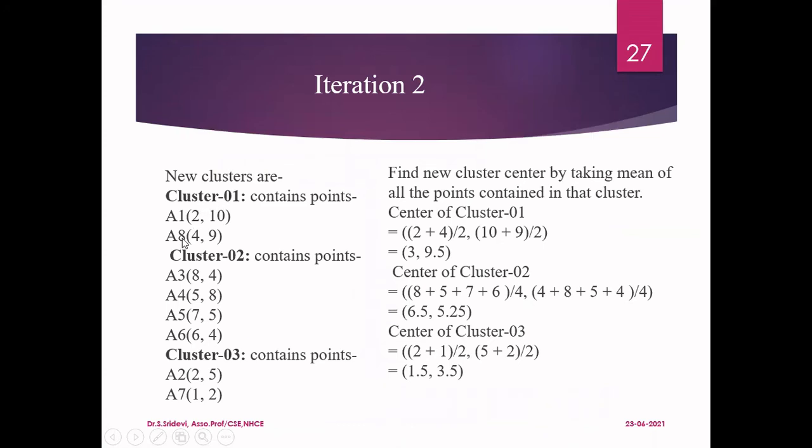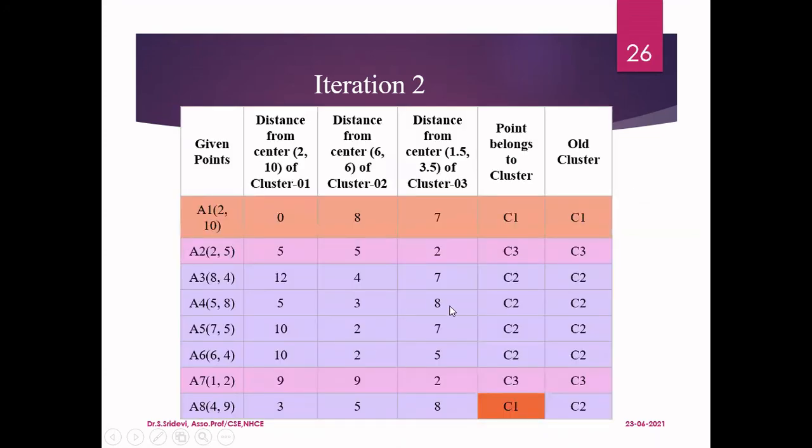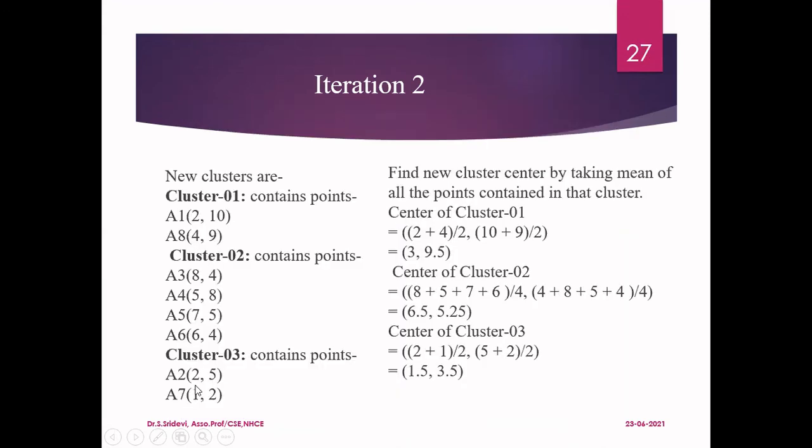So in cluster 1, you can see in the previous step, only 1 point is present. That is the old cluster. But in the new cluster, we have 2 points. One is A1, another is A8. Okay. So you list the new clusters now.